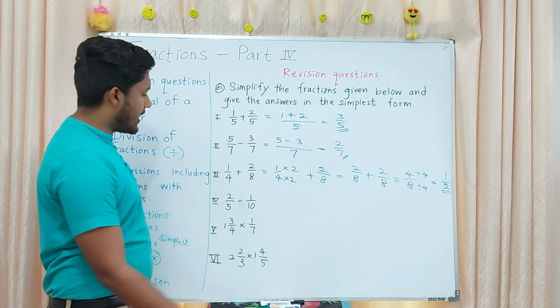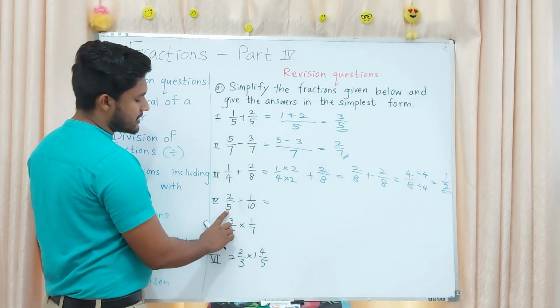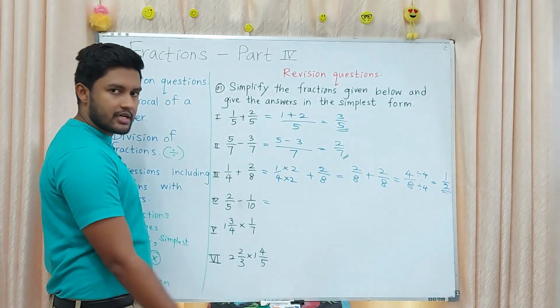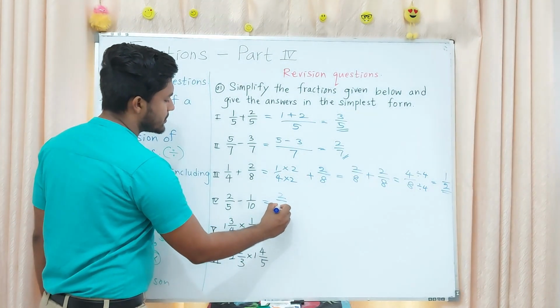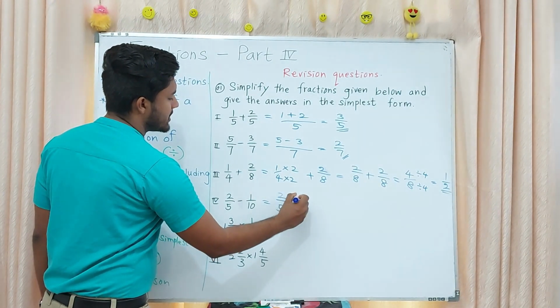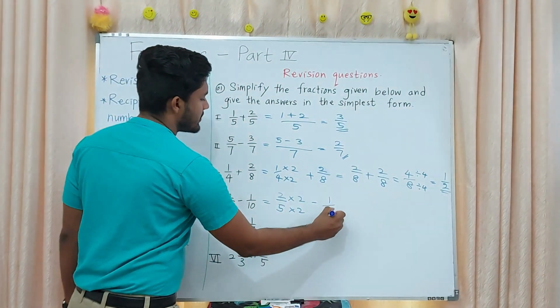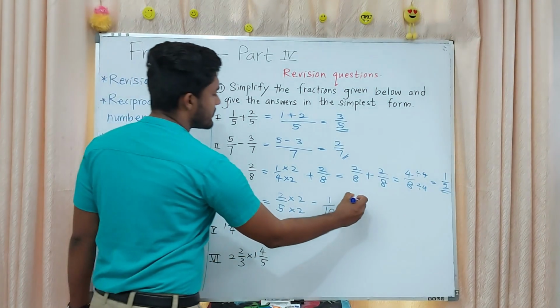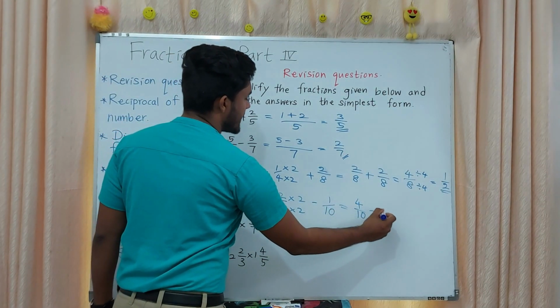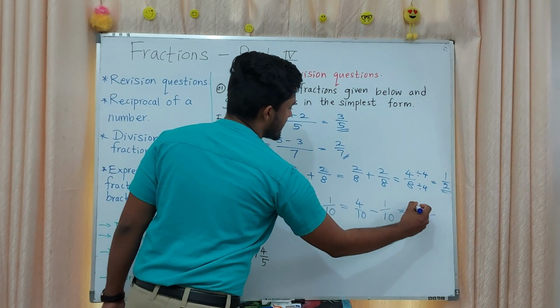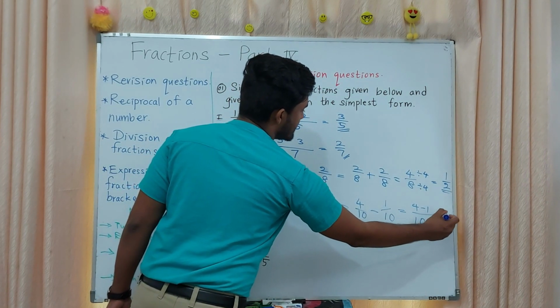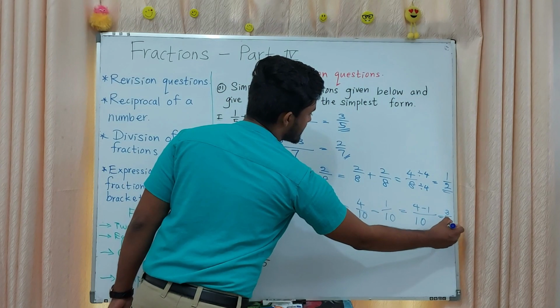Then the fourth part, that means this smaller denominator can be converted into the larger denominator by multiplying it by 2, both denominator and numerator, 1 over 10, then 4 over 10 minus 1 over 10. Then 10 is the common denominator, 4 minus 1. The answer is 3 over 10.